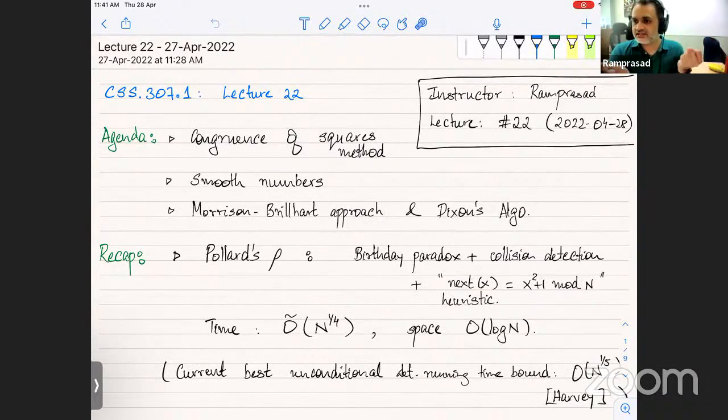So a natural question is, can we somehow efficiently find these collisions? Can you find two numbers that happen to have the same value in one of the coordinates? And this in general was the collision detection problem. We then looked at a deterministic version of it, where I'm not really picking things at random, but I'm pretending to pick things at random. That is, I start off with some x1, and my next element is just going to be x1 squared plus 1 mod n. That is going to be x2. And x3 is going to be x2 squared plus 1 mod n.